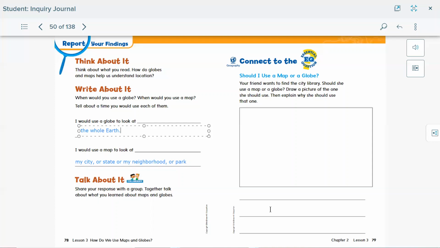All right, let's see what we have on page 79. All right, your friend wants to find the city library. Should she use a map or a globe? Remember, we said when we look for a place in a city, of course, it's going to be the map. Awesome. Okay, draw a picture of the one she should use. Then explain why she should use that one. We know that when you look for a place, you should use a map.